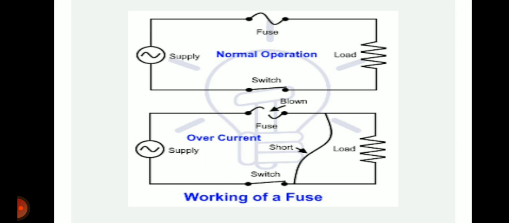Here we see the picturization in two conditions. In normal operation, this is the condition of the fuse. What will happen when there is a scenario of overcurrent? In that scenario the fuse will get blown, thus protecting the device.